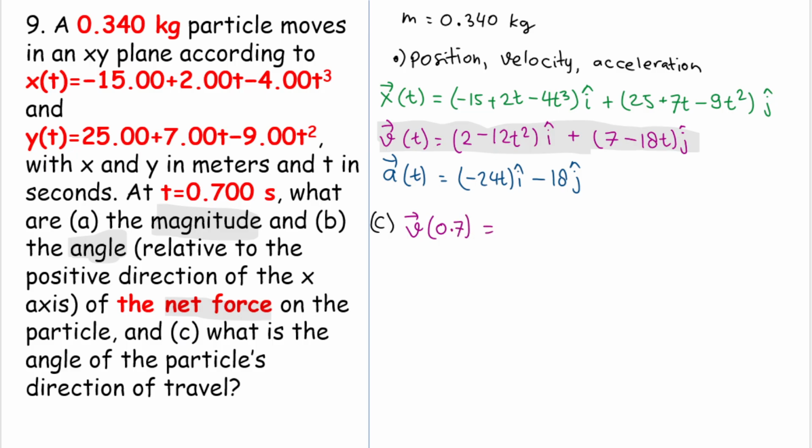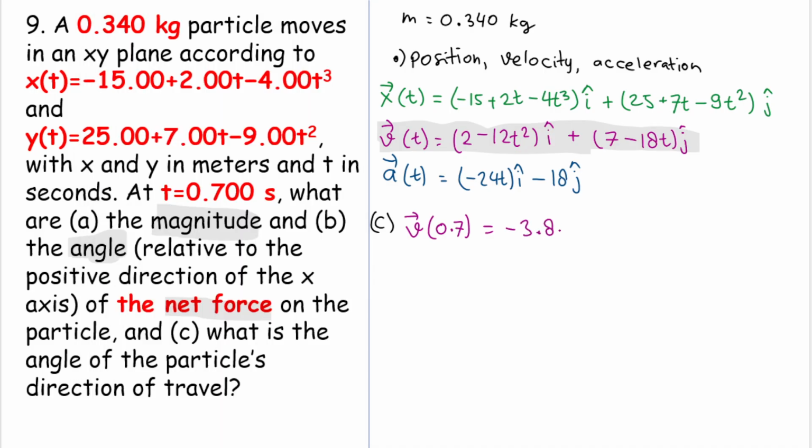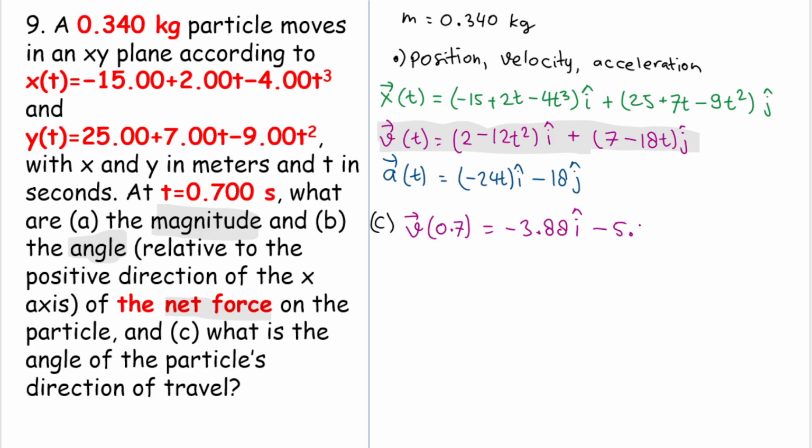And on the i direction, we can just plug that into the calculator. So I'll have 2 minus 12, then multiplied by 0.7, and that will be squared. Okay, good. I will have minus 3.88 on the i direction. Good. And then on the j direction, I will have 7 minus 18 multiplied by 0.7 here, and we will have minus 5.6, and this one will be on the j direction.